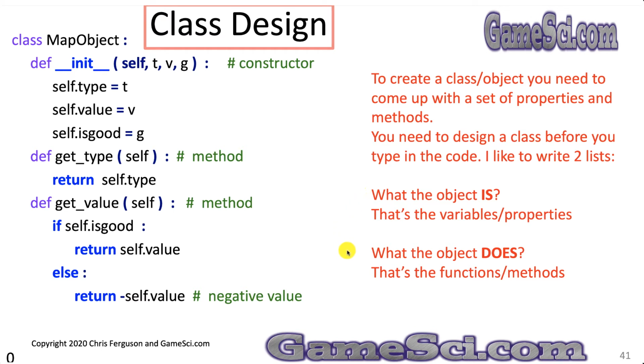The second list I create is what the object does. What are the things or actions I want my object to perform? Well, that's the functions/methods of a class. Once I know what the object is, I can create the variables. Once I know what the object does, I can create the methods. Well, all a class is a set of variables, we call them properties now, and a set of functions, we call them methods now, and voila, I've built a class.